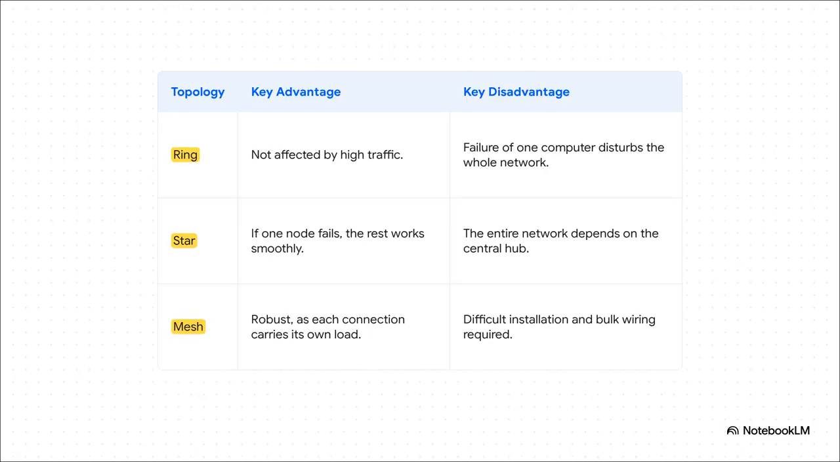So the big takeaway here is that there's no single best design. They all have their pros and cons. The star is great for sure, but that central hub, that's a single point of failure. And a full mesh where every device is connected to every other device, I mean, that's incredibly reliable, but it's wildly expensive and complex to set up. It's all about choosing the right tool, the right layout for the specific job.